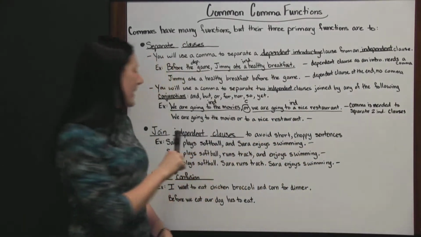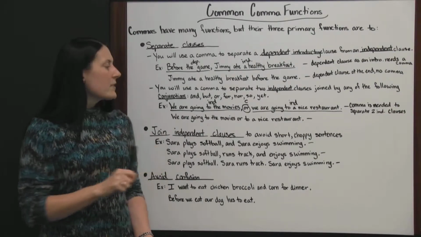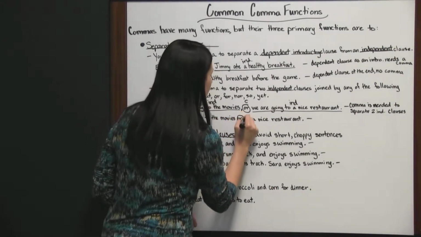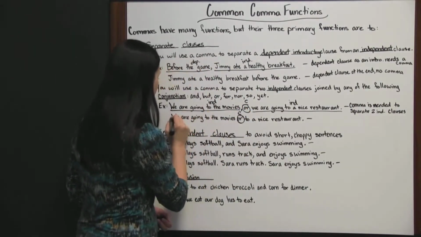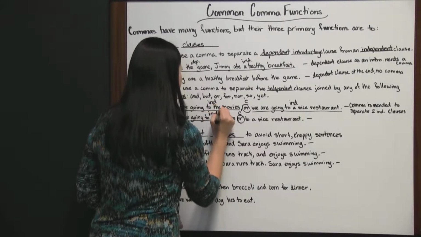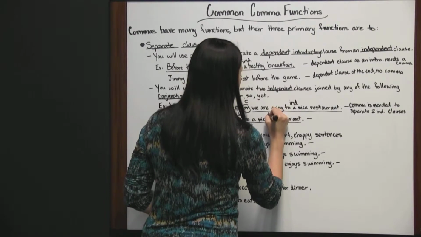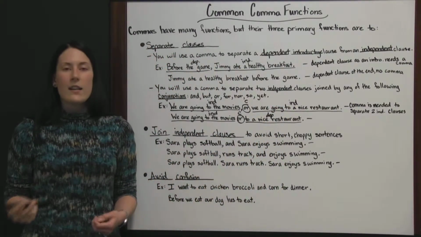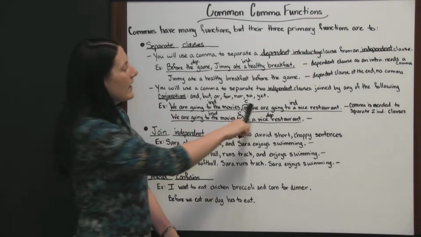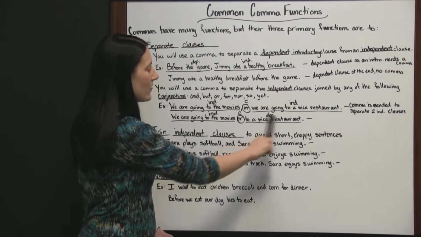Now, let's look at if we combine this sentence a different way. We are going to the movies or to a nice restaurant. Here, we have that or, which would be a conjunction, but let's look. We are going to the movies is an independent clause. To a nice restaurant is dependent. To a nice restaurant cannot stand by itself. We don't have a subject in that clause. In this version of the sentence, we had we are going still included.